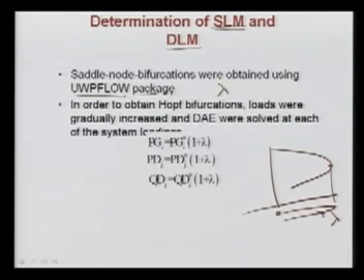So the saddle node bifurcations were obtained using that package. In order to obtain the Hopf bifurcation, again it is a dynamic load margin that we are going to determine.